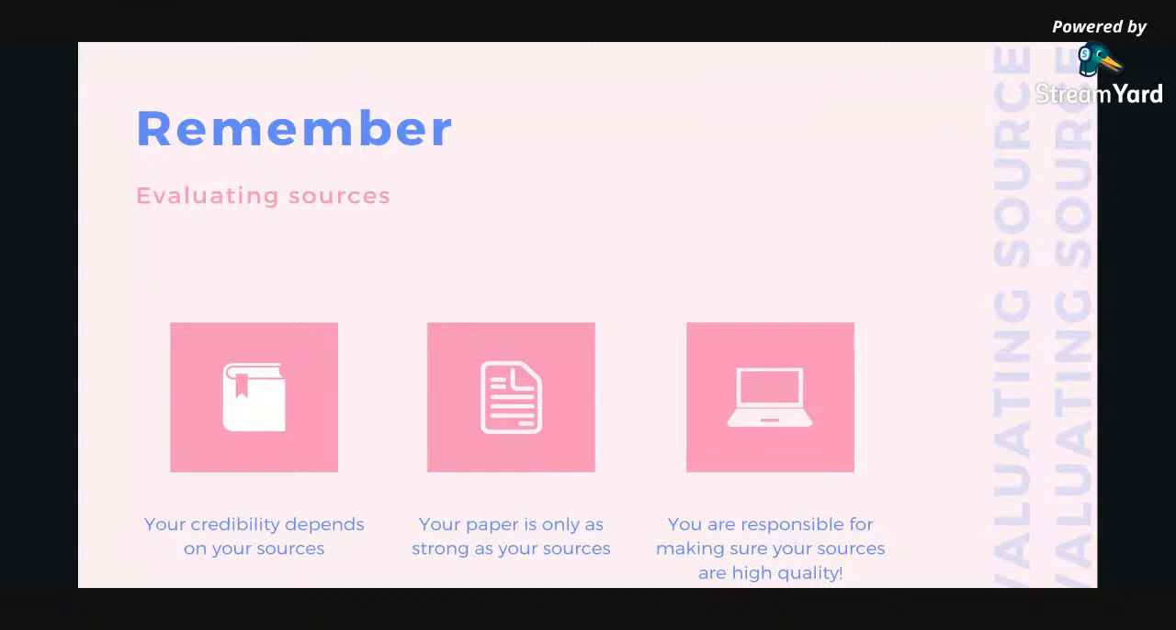Also, your paper is only as strong as your sources. So if you've got good, solid sources, then that will totally back up everything you're saying in your paper. And also, you are responsible for making sure your sources are high quality. It's kind of like lead a horse to water, but you can't make them drink. So you need to make sure that you are the one choosing the sources and making sure they are what you need to make your paper, whether it be this paper or whatever else you need it for, to make sure that they are backed up properly.